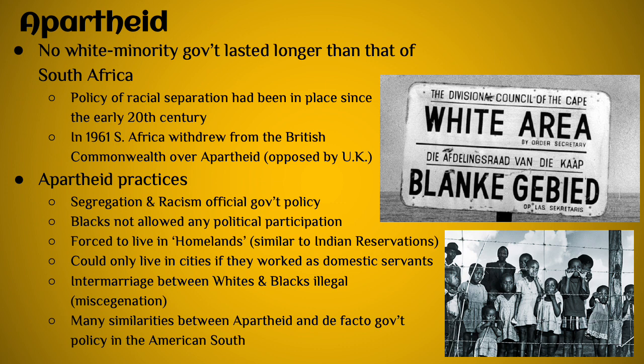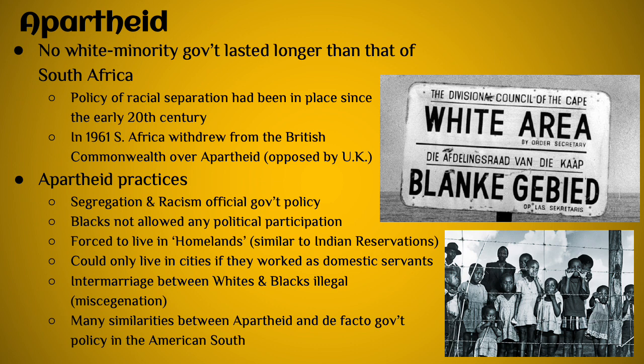Apartheid was opposed by the United Kingdom. Apartheid was officially opposed by the United States, even though the southern states effectively practiced apartheid until the end of the Civil Rights Movement, or maybe not. Maybe it still is happening.